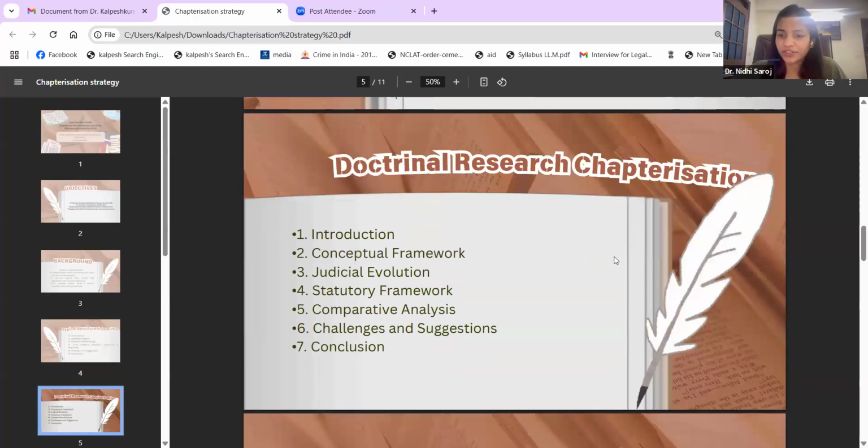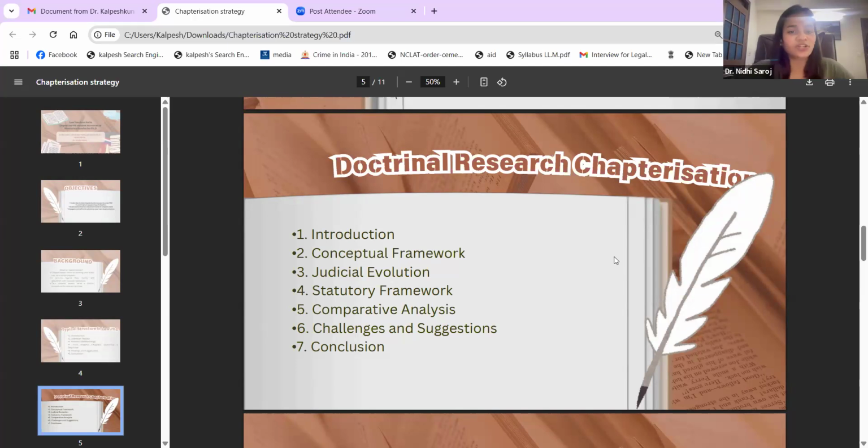Somebody has posted a question. Is there any guideline from UGC regarding chapter numbers? No, there is no such guideline. It totally depends upon you and your supervisor. With regards to the number of words also, it is at the discretion of the university. Every university has its own criteria. Some universities have a fixed number of words, not on the basis of chapters. So you can check with your university. Usually there is no such prescription.